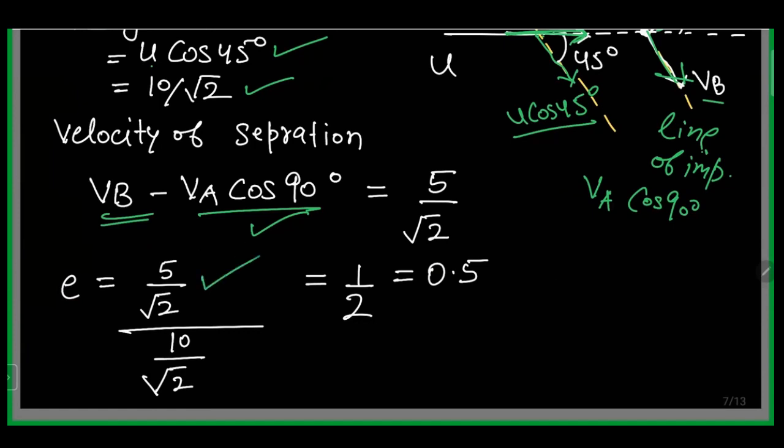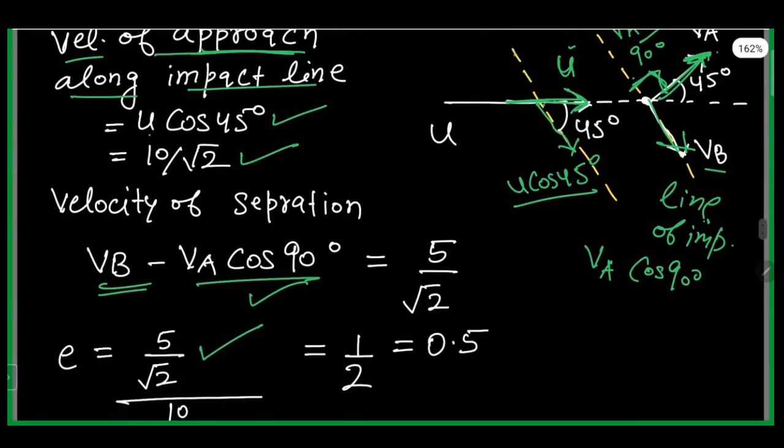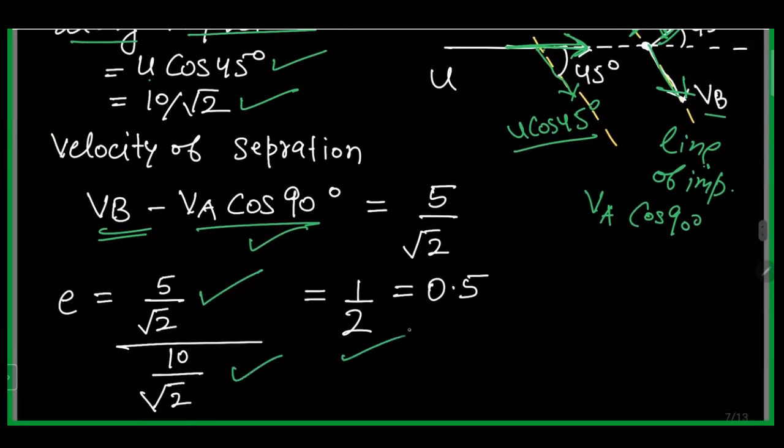Now you can easily find the coefficient of restitution. This is velocity of separation, which comes out to be 5 by root 2, and velocity of approach, which comes out to be 10 by root 2, giving half, which is 0.5.